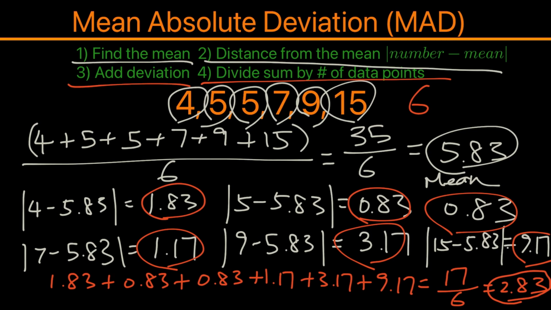So this is an example of how you will find mean absolute deviation, MAD. You first find the mean, then you calculate the distance from the mean of each number, add up the deviations, then divide by the number of data points.